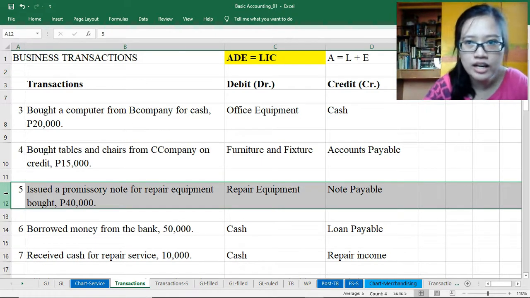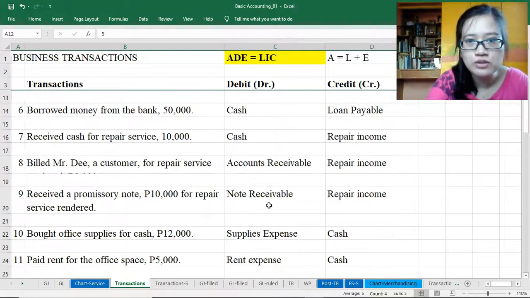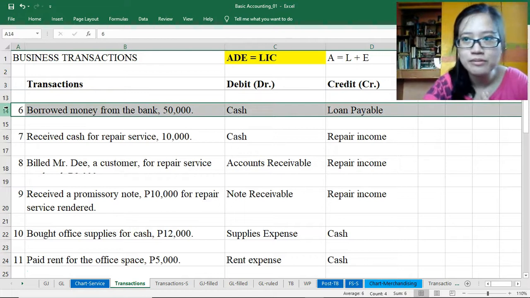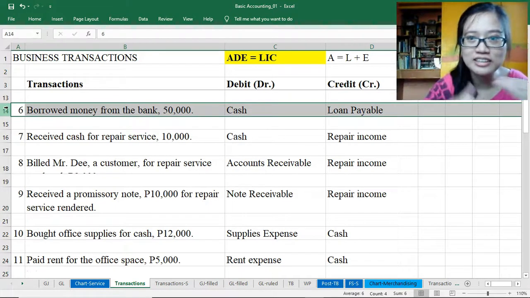Okay? So, in particular, ang affected accounts natin ay increase in asset, tapos increase then in liability. Particular accounts na gagamitin, debit to repair equipment, and then credit to note payable. Ayan. Hopefully, nasusundan ka. To be honest, ito na yung pinaka-slow approach na kaya kong gawin.